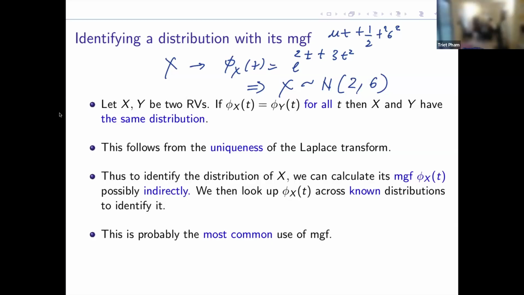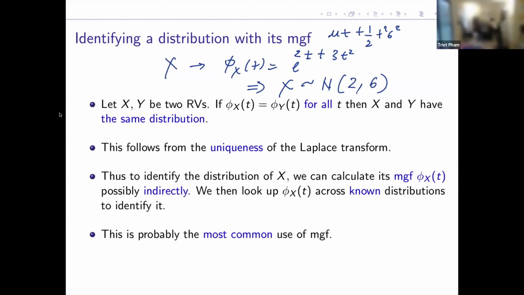Knowing the moment generating function is equivalent to knowing what the random variable is. And that's why you have to memorize the moment generating functions of well-known distributions, because that could be an equivalent way that people describe the random variable to you. All right.